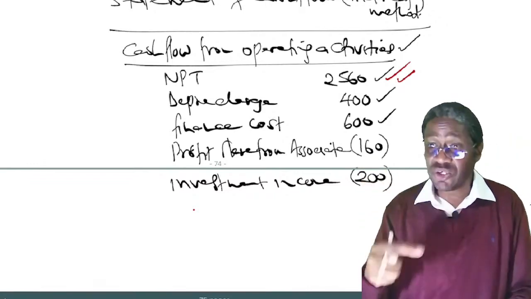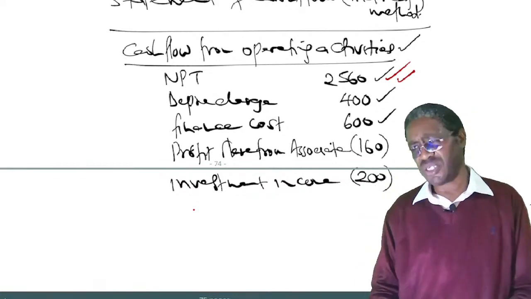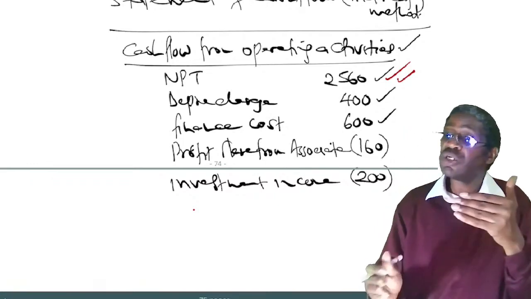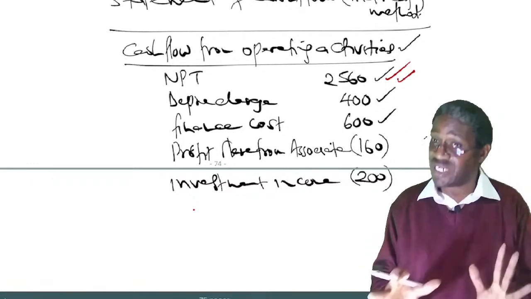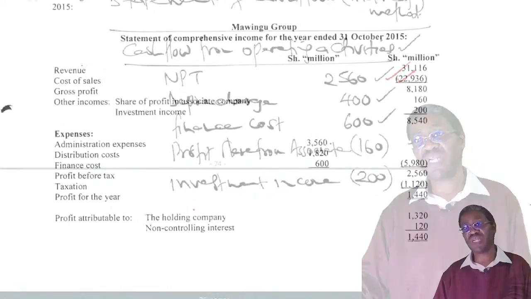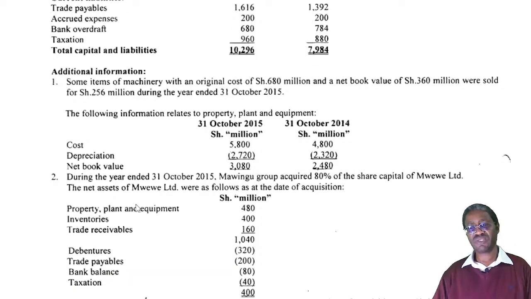now let's go back to the additional information looking for any other non-cash item. Either it could have been given to you or it could have been required that you calculate it, whichever way. That's what we are trying to identify now. So let me go through the additional information and look for any other non-cash items. Note number one, note number two, note number three, and so on.